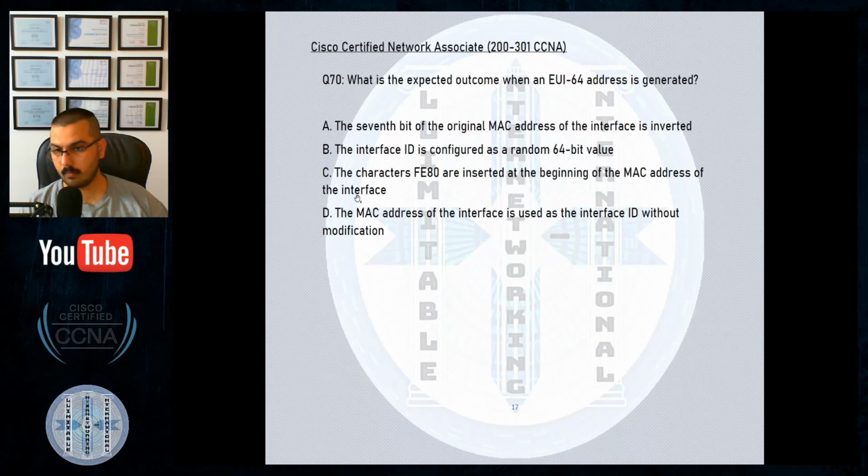Question 70. What is the expected outcome when an EUI-64 address is generated? I did that back in chapter 1, but in an incomplete way. Not incorrect, it's definitely correct, but it was missing one command. EUI-64 has two types of modifications.